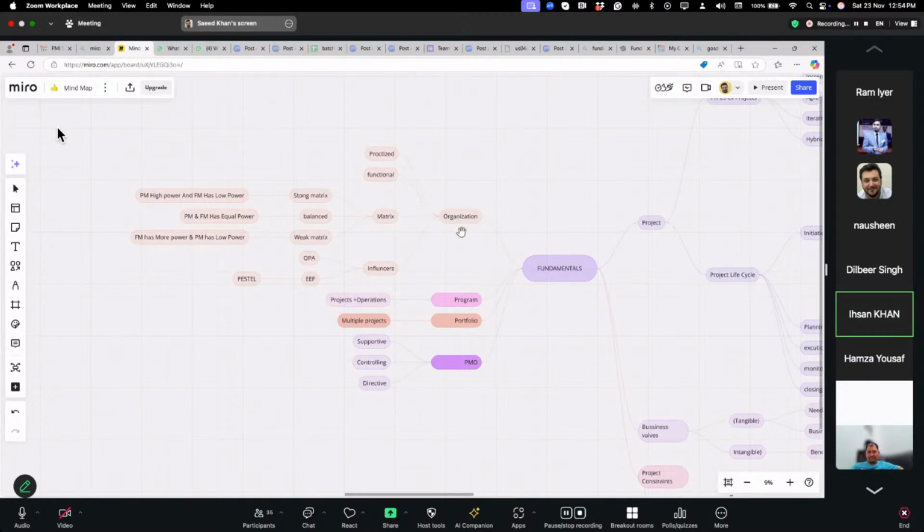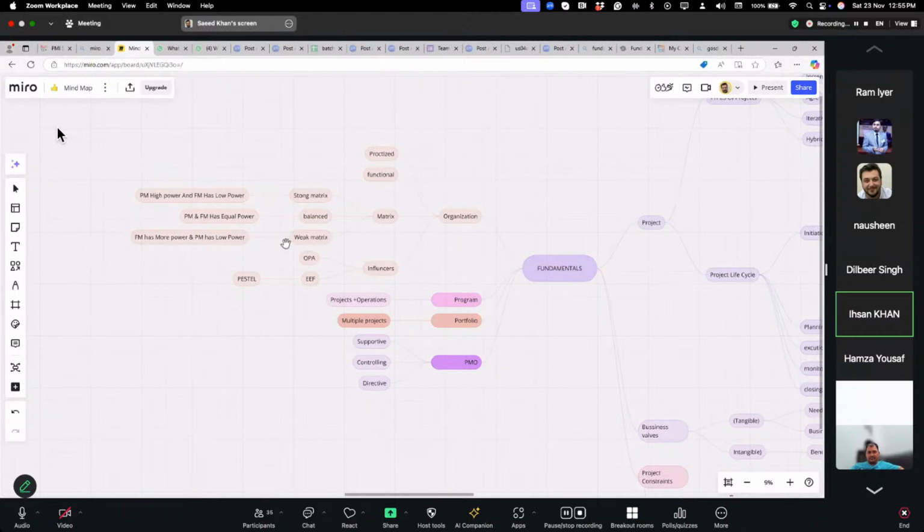We will come up a little towards the organization. We have two types of organization, projectized and functional. And we have organization further into matrix. We have strong matrix, balanced, weak, and OPA. In the strong matrix, the PM has high power and the functional manager has less power. In the balanced matrix, PM and FM have equal power.